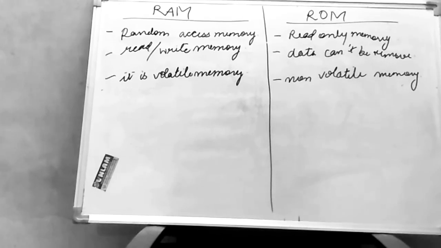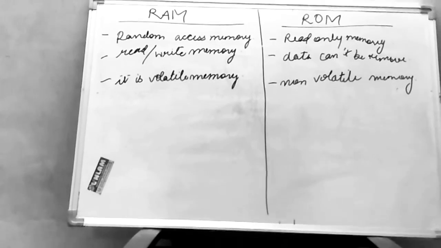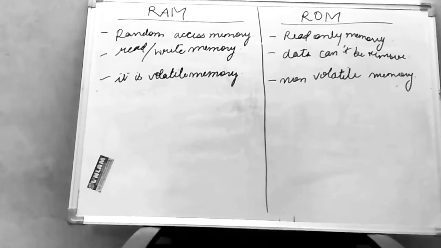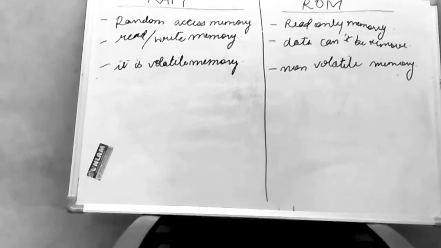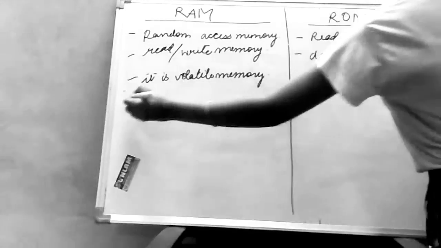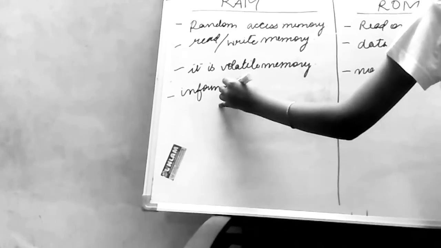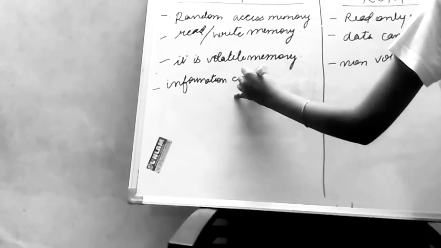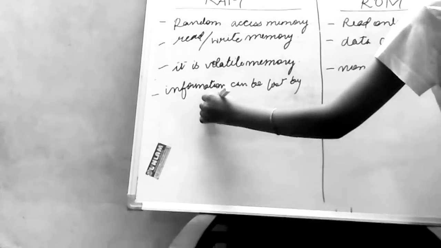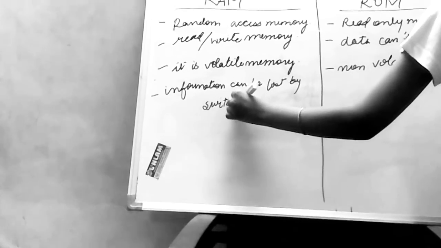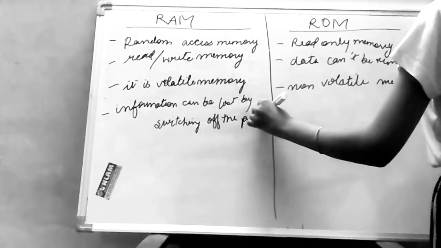RAM retains the stored information as long as the power is switched on, but when the power supply is switched off, the information in RAM is lost. This means RAM information can be lost by switching off the power supply.